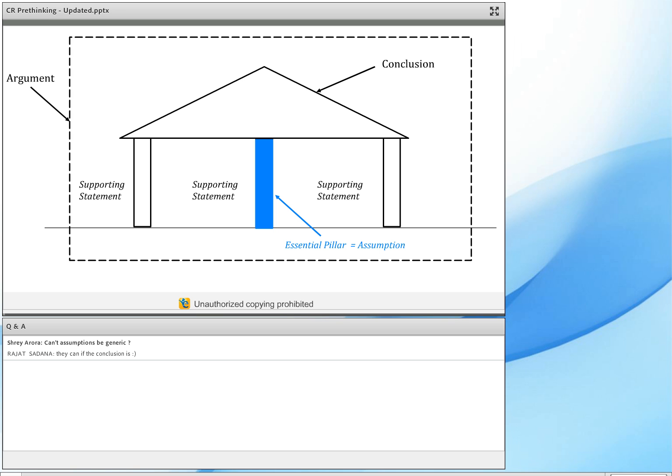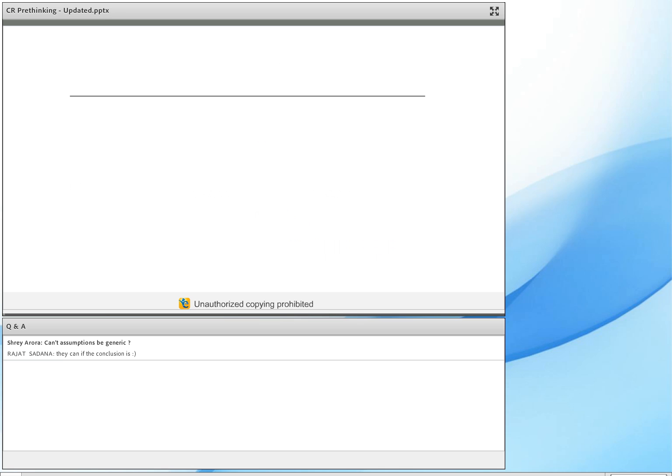So when you think of an argument and you think of the conclusion as this roof, what we are looking for is this essential pillar which must be there for the roof to stay upright. Without this essential pillar, your roof will go down. So what does must be true mean? And the reason why I'm going into this is because if you understand this must be true aspect of assumption, you'd be able to solve the most challenging questions.